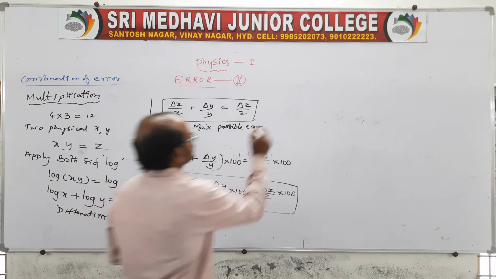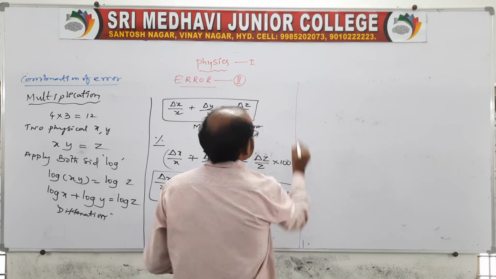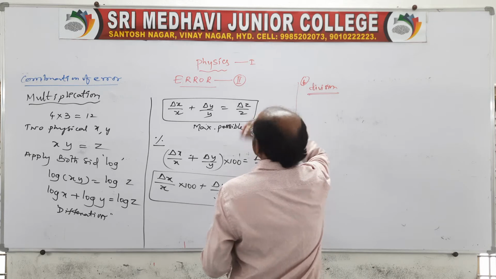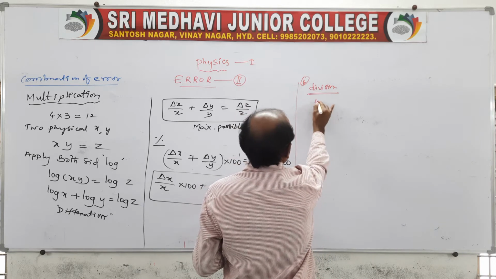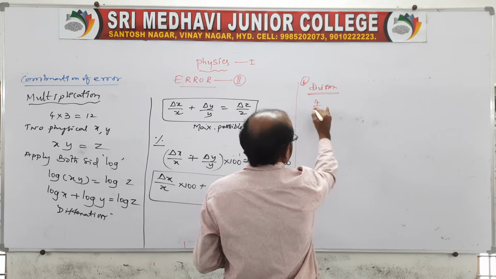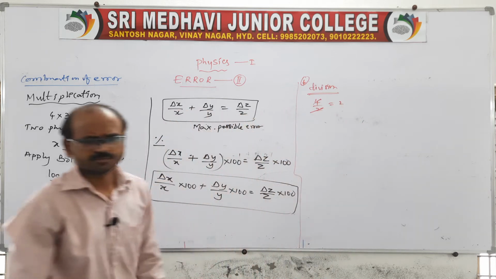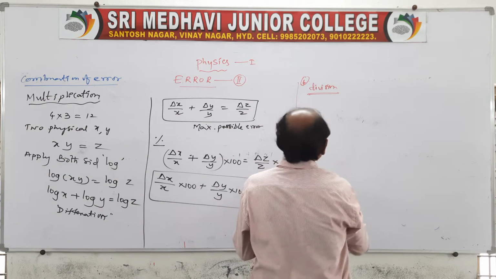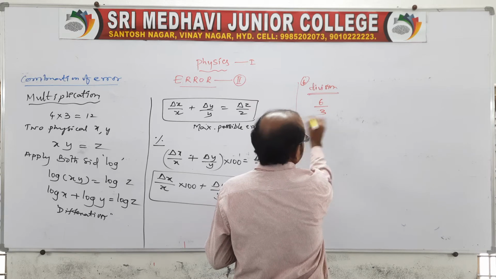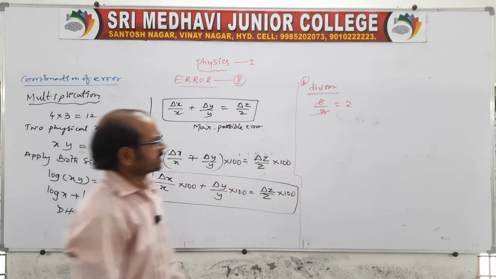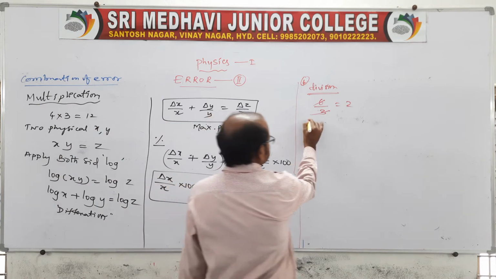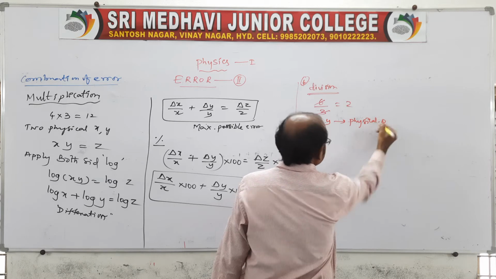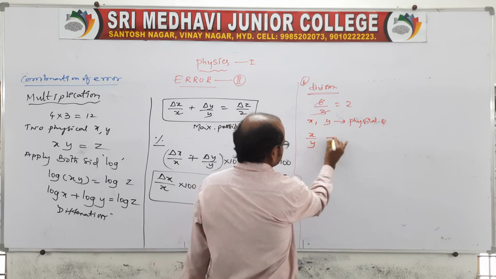Okay, and we'll go for the third one, that is division. See, this is the next one, division. Suppose you take 4 by 2, we may get 2. Otherwise, you take another division, 6 by 3: three ones, three twos. Like division it is. Same thing, you take x and y as the two physical quantities. So you divide x by y, and we may get z.